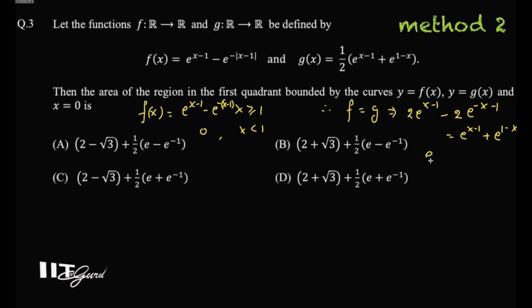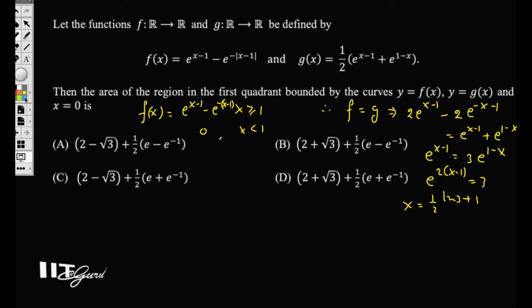So solving, we get e power x minus 1 is equal to 3 times e power 1 minus x. Here e power 2 times x minus 1 is equal to 3, and hence x equals half of ln 3 plus 1. Now you have to draw the graph. So let's draw the graph of fx first.